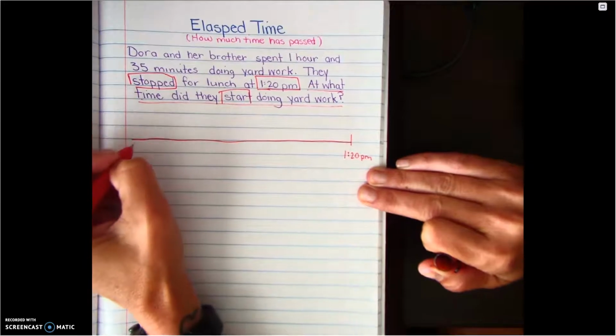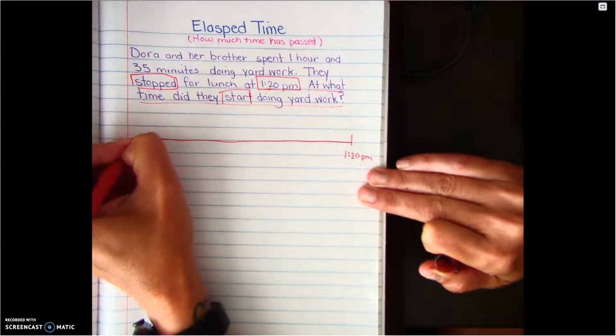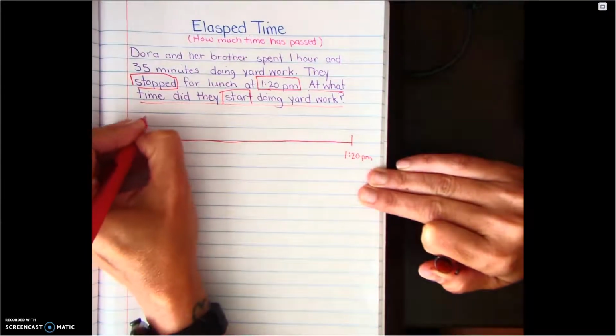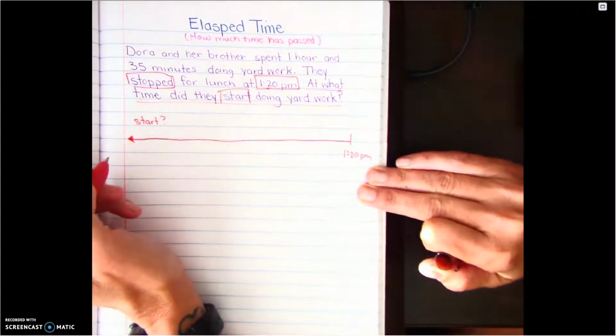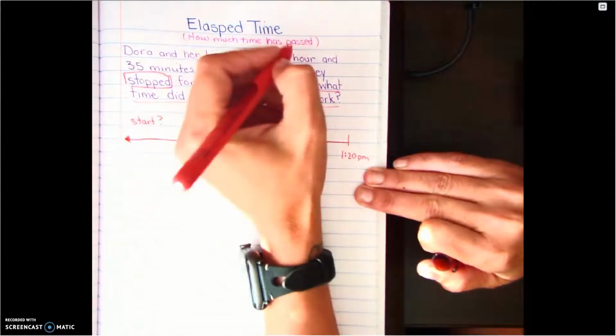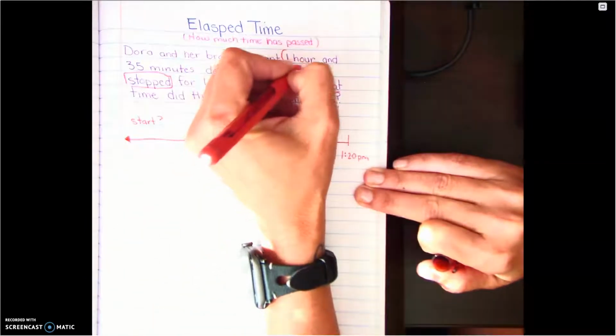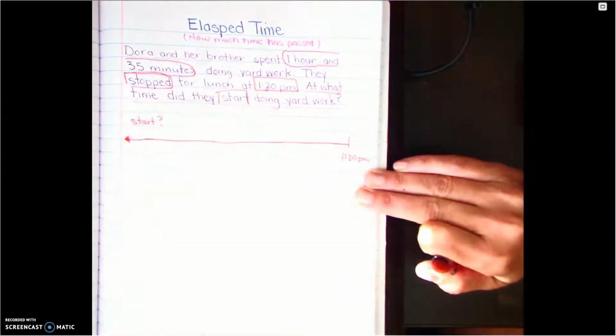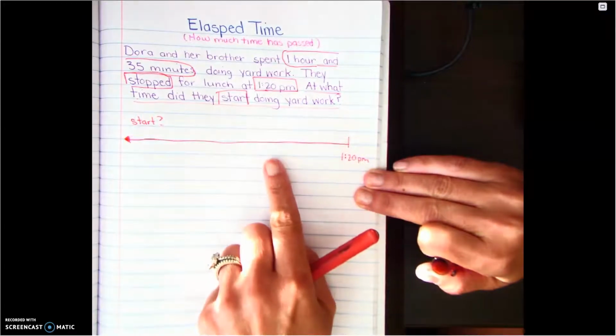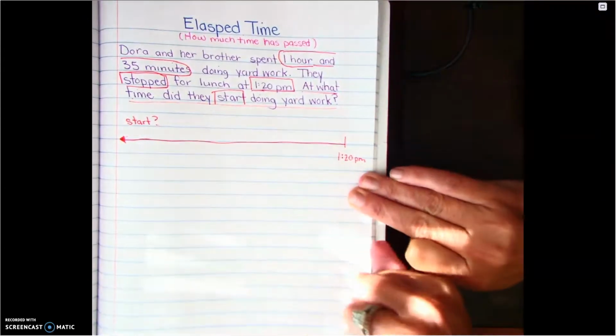We need to find, I'm going to use my line on my paper, the beginning time. We need to find where they started. There's one more piece of important information that we need there. We need to know that they spent 1 hour and 35 minutes. Okay, so we're going to use a numbered line like this instead of a round clock.